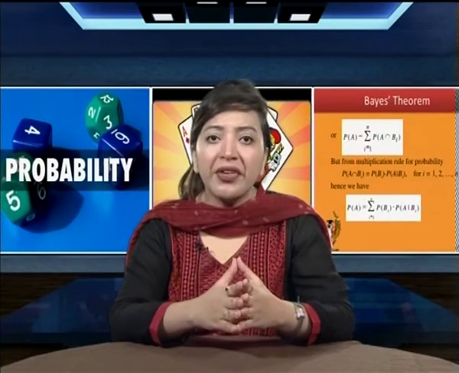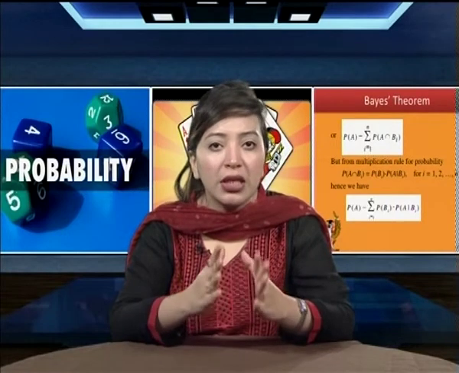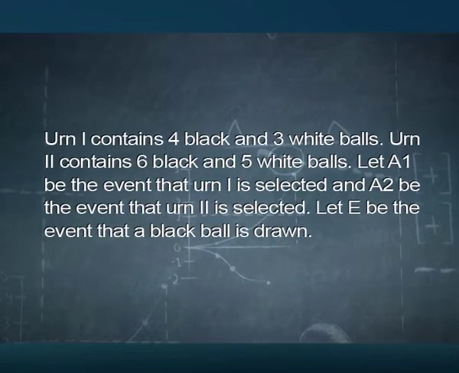In order to motivate Bayes' theorem, let us consider the following situation involving two urns labeled 1 and 2. Urn 1 contains 4 black and 3 white balls. Urn 2 contains 6 black and 5 white balls. Let A1 be the event that urn 1 is selected and A2 be the event that urn 2 is selected. Let E be the event that a black ball is drawn.